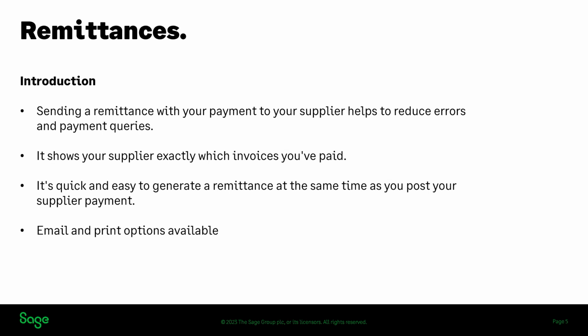Of course, these days, if you're paying online, you might do this separately. Historically, you probably would have sent a check with a remittance, but these days you might pay online and send the remittance via email, or even print it and post that separately. It's quick and easy to generate a remittance, and we'll see that in this session today. And at the time of posting your supplier payment, it's part and parcel of the same task. And of course, you have both email and print options available. I'll run a bit of a survey on that one a little bit later on.